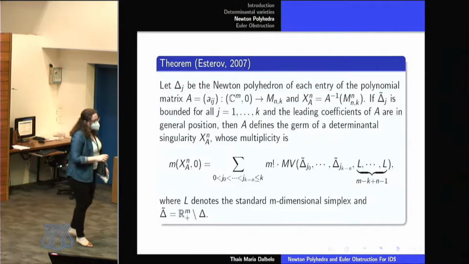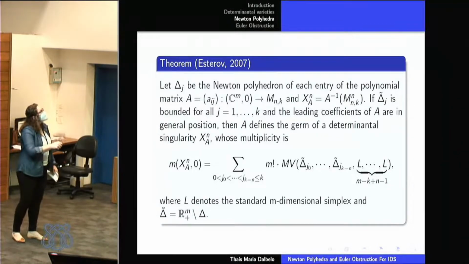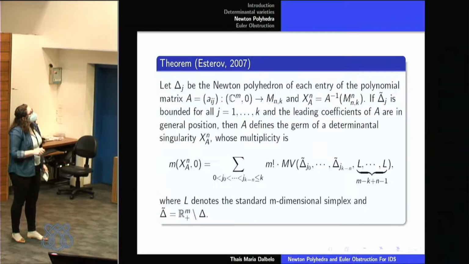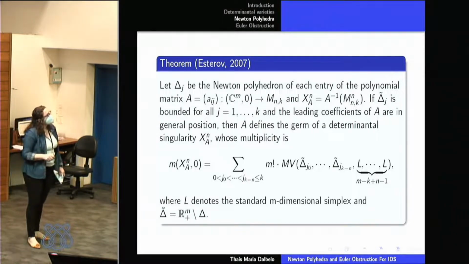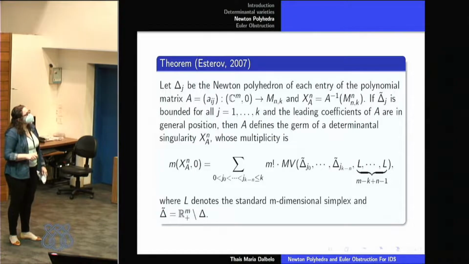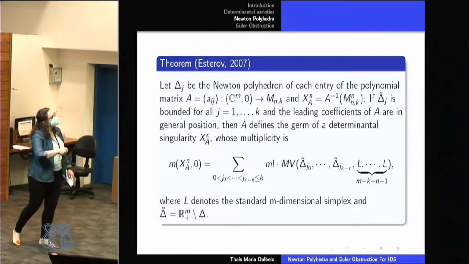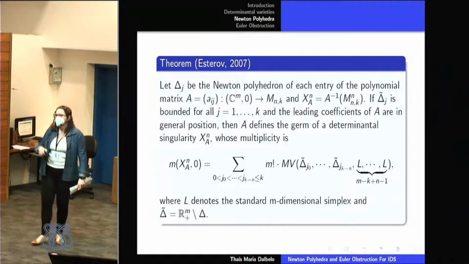Using this concept, instead of presenting this result, let Delta J be the Newton polyhedron of each entry of the polynomial matrix A, and let us denote by XA the set of the pre-image of the matrix that doesn't have maximal rank.